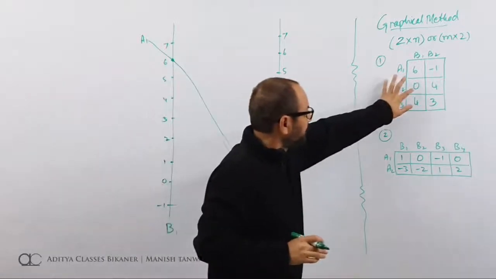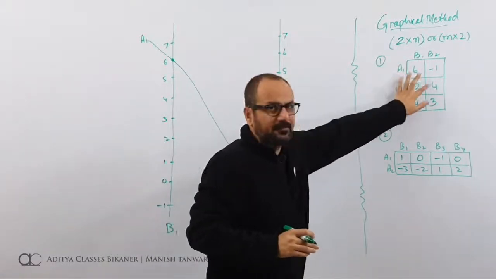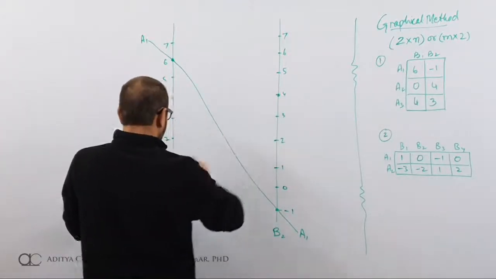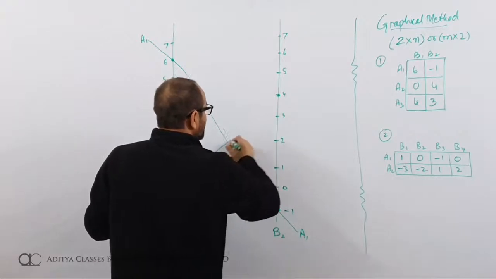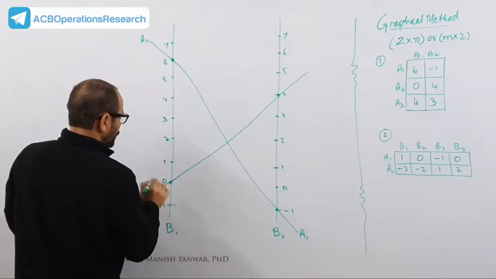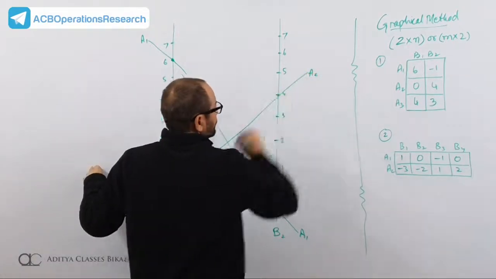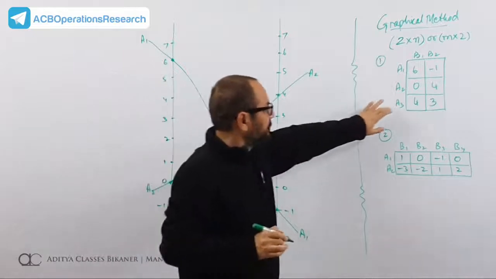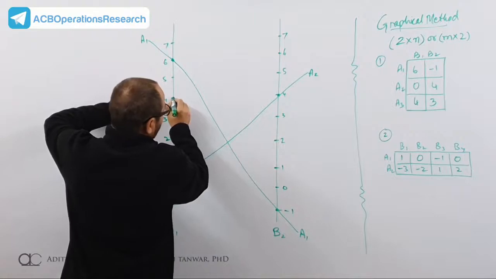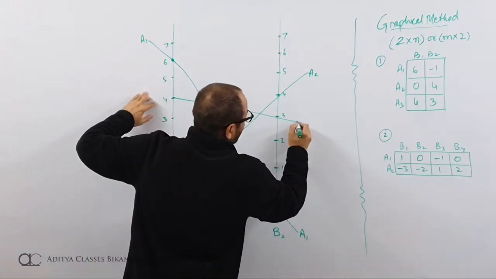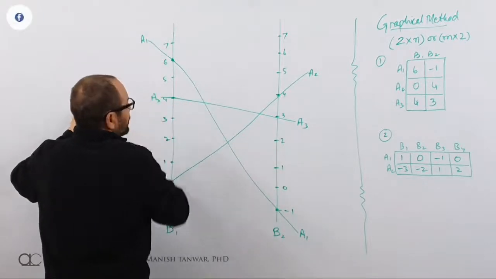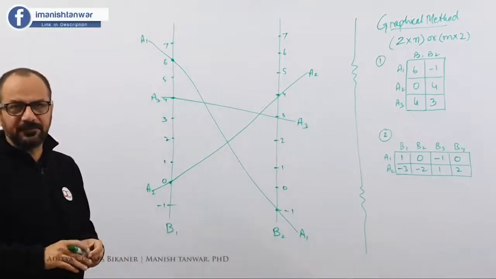Then we have A2 with 0 and 4. 0 on B1 and 4 on B2. Here we have a 0 and then there is a 4. This is my strategy A2. Then there is A3 with 4 and 3. This is strategy A3. Now this is how our graph looks.